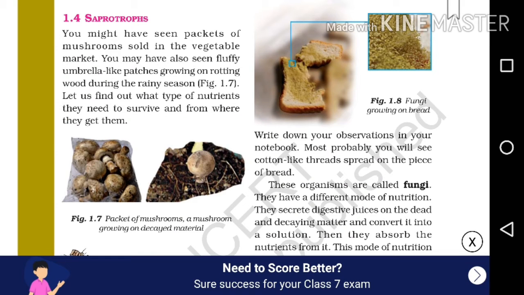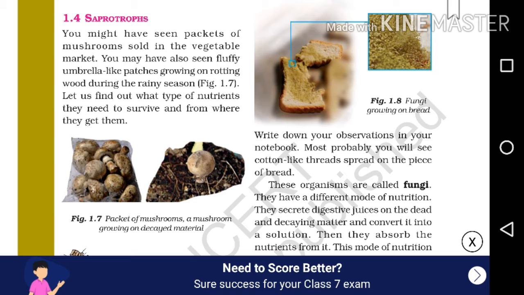So moving on to our next topic, saprotrophs. You might have seen packets of mushrooms sold in the vegetable market. You may have also seen fluffy umbrella-like patches growing on rotting wood during the rainy season. Let us find out what type of nutrients they need to survive and from where they get them.